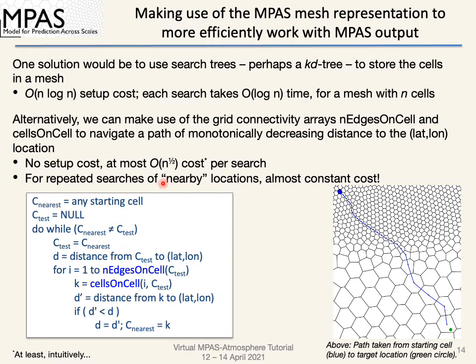And I said that repeated searches of nearby locations are almost constant cost. The idea here is that if instead of a latitude longitude point here, we moved our latitude longitude point maybe a little bit to the west, we use our previous ending location as the start of our new search. That means that we only have to search our immediate neighbors to find one that takes us to the cell that contains our new search location.